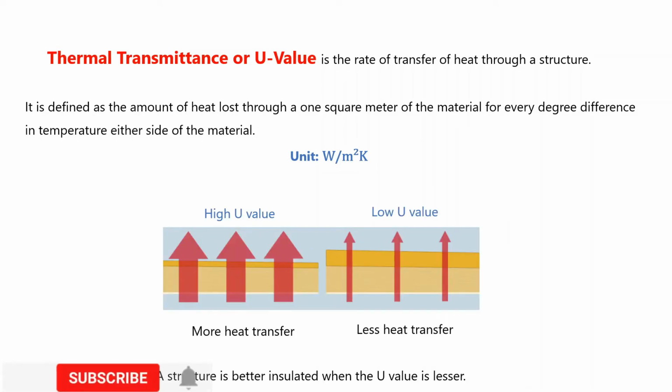See, from the image, it is clear that when the U value is higher, the transmittance is more. That means there is more heat transfer through the structure. And when the U value is less, the heat transfer is less and it is a better insulated structure.